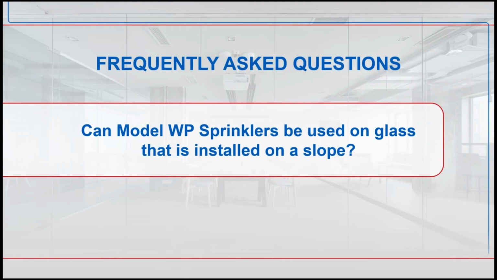So can the WP window sprinkler be used on glass that is installed on a slope? Our testing had it installed in an upright position. It was not evaluated for a slope. Not to say that it can't be looked at for that type of application. Two things to consider. How is the glass sloped? Is it sloping in towards the sprinkler or away from the sprinkler? Those are big things to consider.